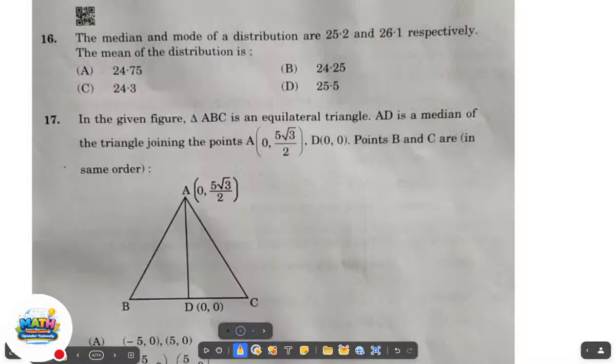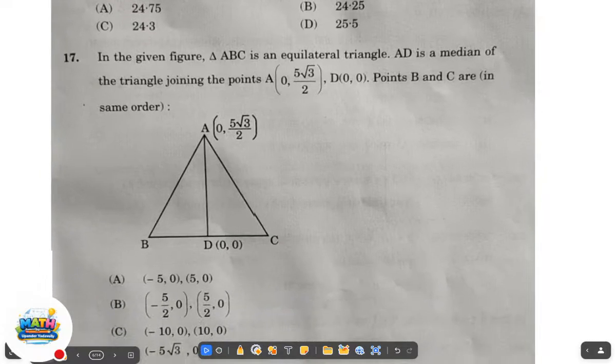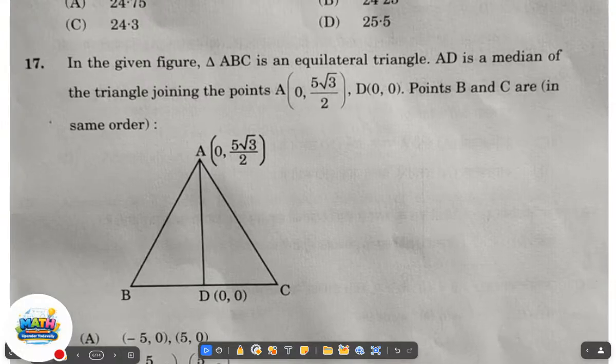Yes. Next, the 27th question. What is the 27th question? In the given figure, triangle ABC is an equilateral triangle. All sides are equal, right? AD is the median of the triangle. AD joins the points A (0, 5 root 3 by 2) and D (0, 0). Points B and C are in the same order. So what are the coordinates of point B and point C? That's what we have to find here.